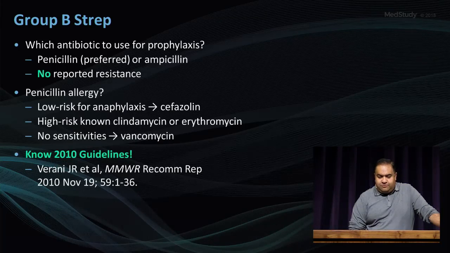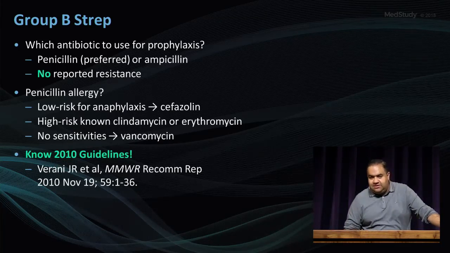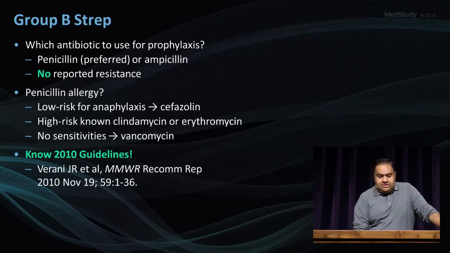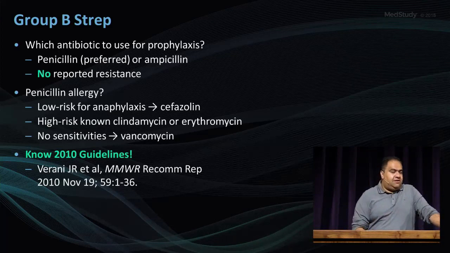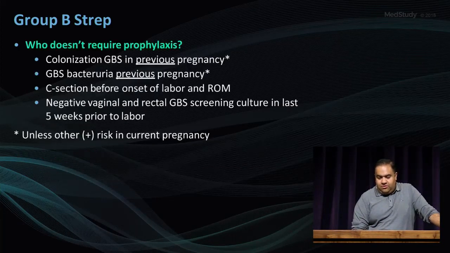So which antibiotic to use for prophylaxis? Penicillin or ampicillin, there's really no reported resistance. If you have a penicillin allergy, you can use cefazolin. For high-risk allergy, clindamycin, erythromycin is sometimes used, but this doesn't really replace the use of any penicillin-based product for this.